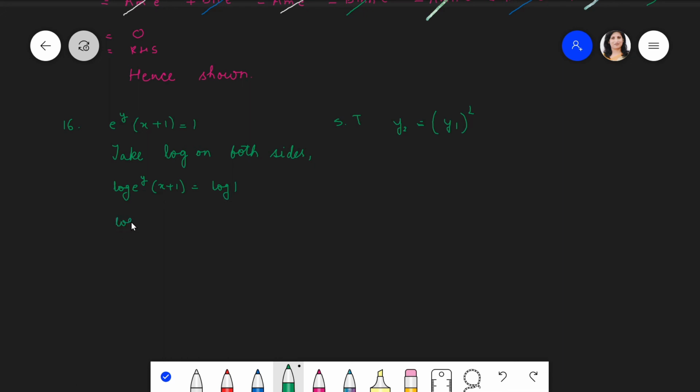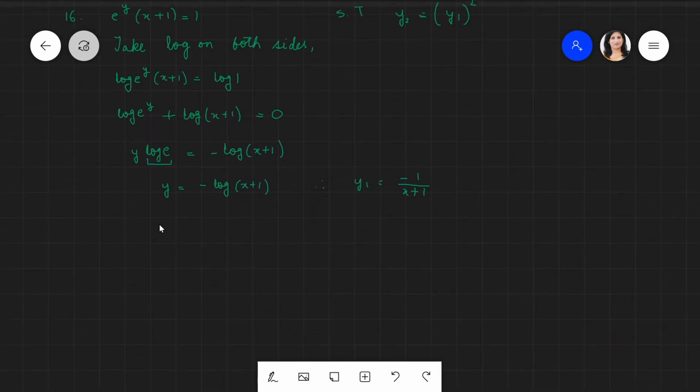So using properties of log, it is log e to the power y plus log x plus 1, which is equal to 0. This can be written as y log e equal to minus log x plus 1, and we know log e is 1. So finally we are getting y is equal to minus log x plus 1. So therefore the first order derivative is minus 1 upon x plus 1. Okay, now the second order derivative.